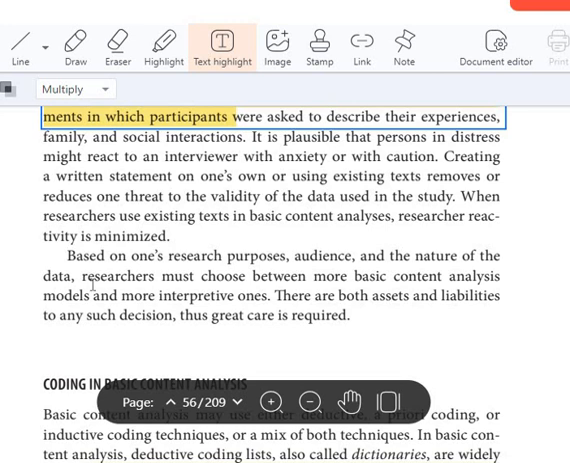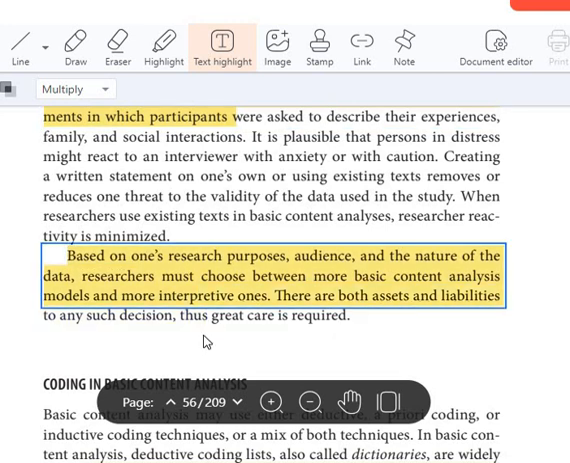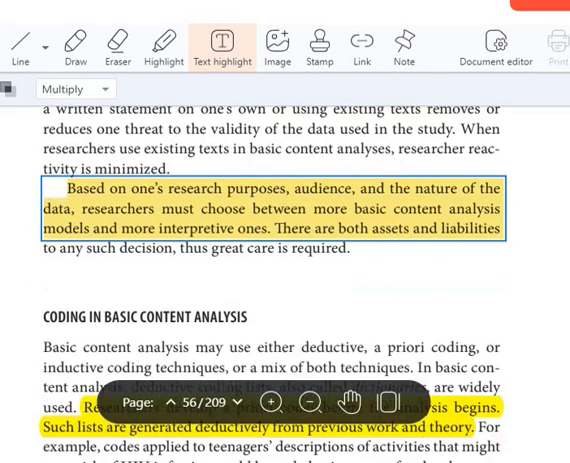Now let's move on to the next part. Based on one's research purpose, this is the most important thing: your research purpose, the audience, and the nature of data. The researchers must choose between more basic content analysis models and more interpretive ones. If you want to select the basic or interpretive or qualitative, it only depends on you, on the research purposes, in addition to the audience and the nature of data.